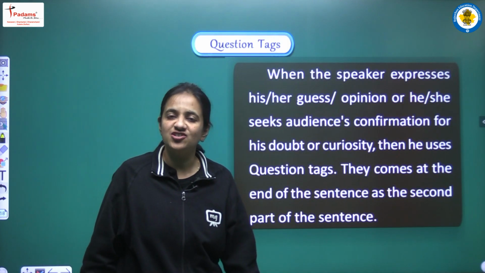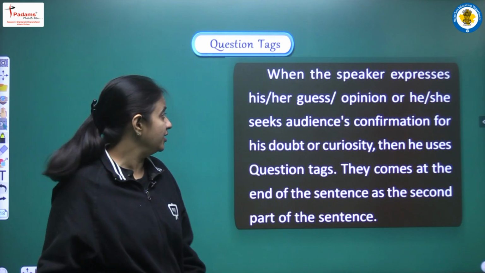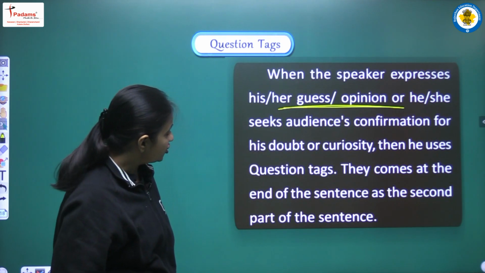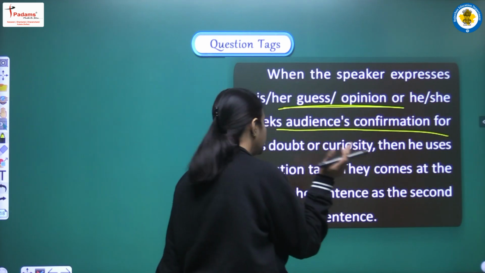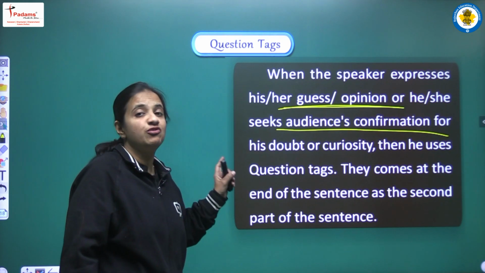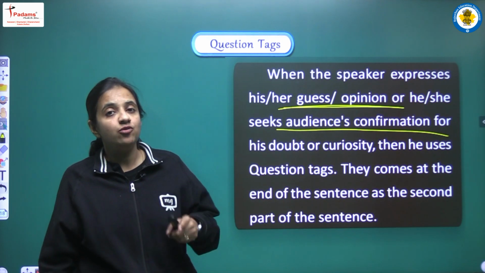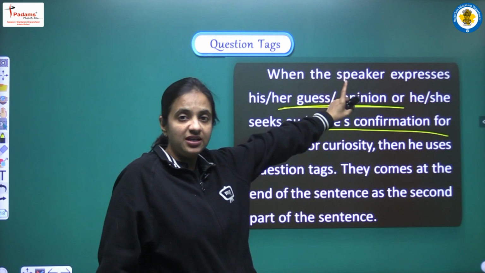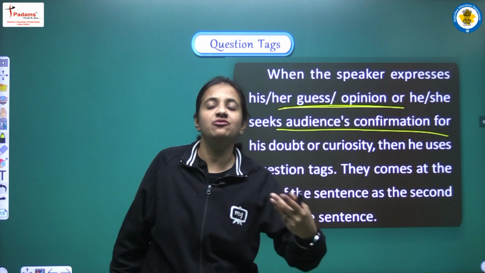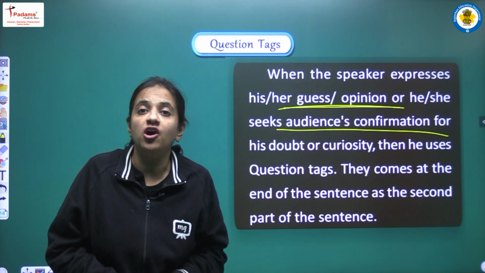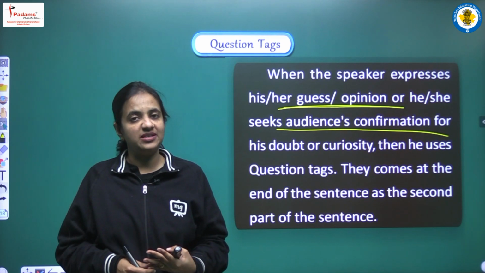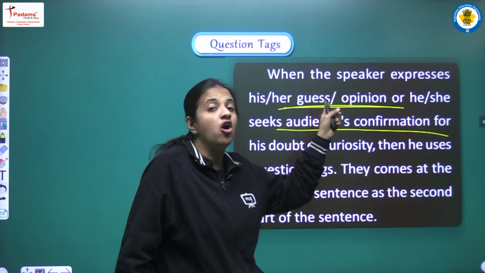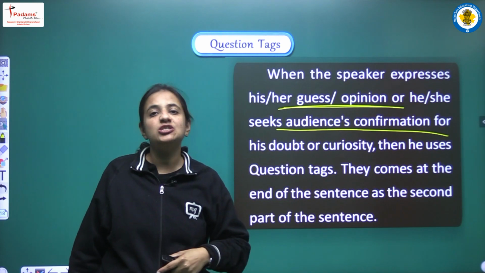So students, first of all, let's try to understand what question tags actually mean. When the speaker expresses his or her guess or opinion, or he or she seeks audience confirmation for his doubt or curiosity, then he uses a question tag. So what is a question tag actually and why is it used? Because when the speaker is expressing his guess or opinion, it means that he is not very sure, he is only having his guesses, only expressing his opinions, then he can use question tags. And one more thing, when he is trying to seek audience confirmation, then also he can use question tags.